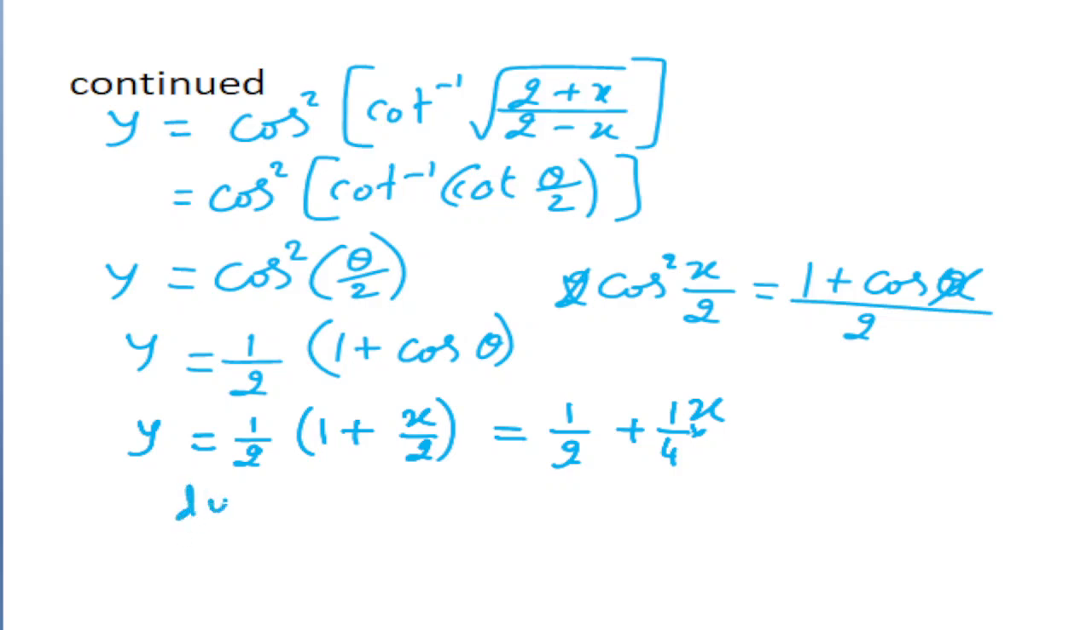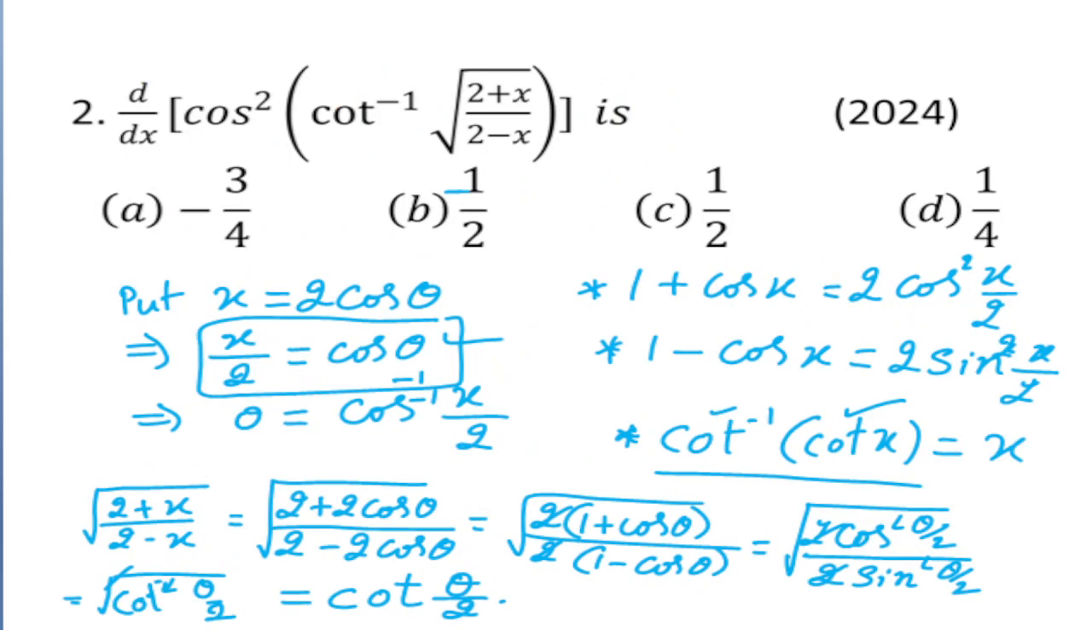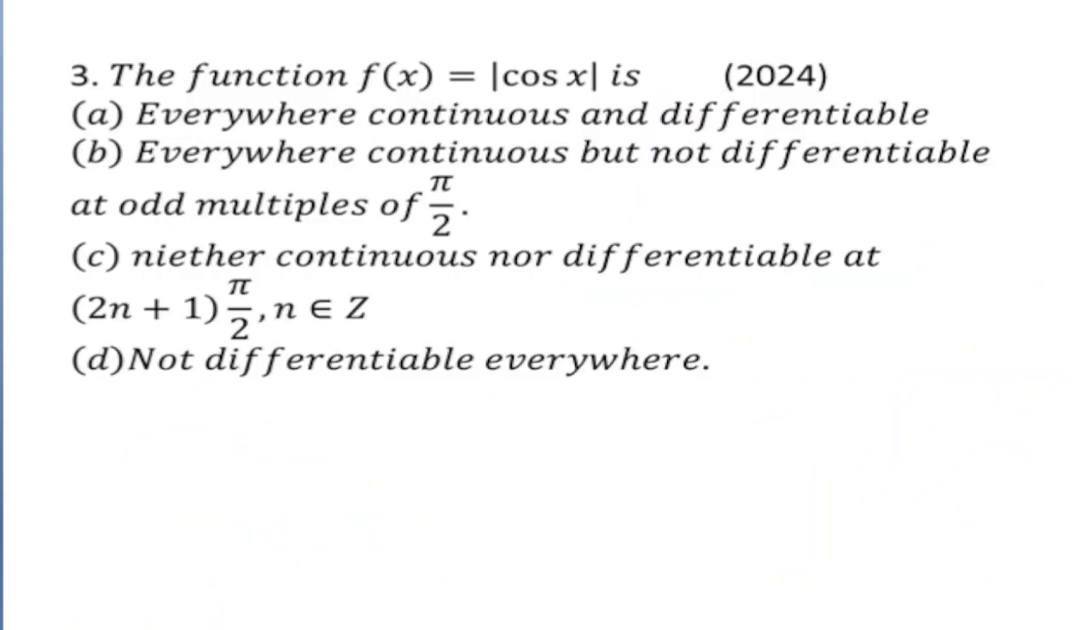Now find differentiation. What is dy by dx here, friends? Half is a constant, differentiation is 0, plus 1 by 4 is a constant, keep as it is. Differentiate x, x differentiation is 1. So your answer is 1 by 4. This is how directly you can find this, friends. Our option is option D for this question. So keep it in mind, these results 1 plus cos x, 1 minus cos x, and cot inverse of cot x to solve these kind of problems. Let's move on to the next one, friends.